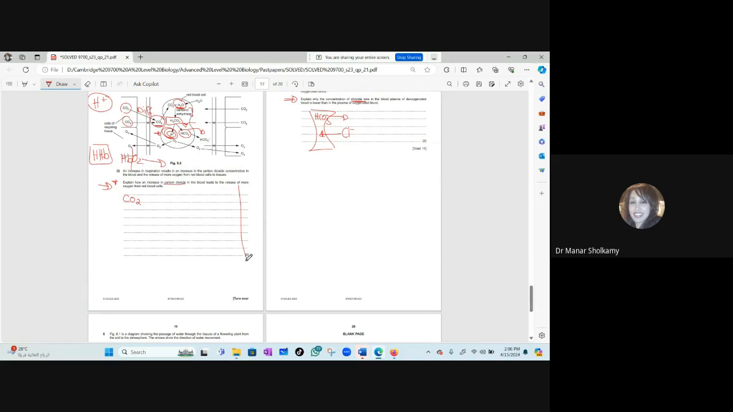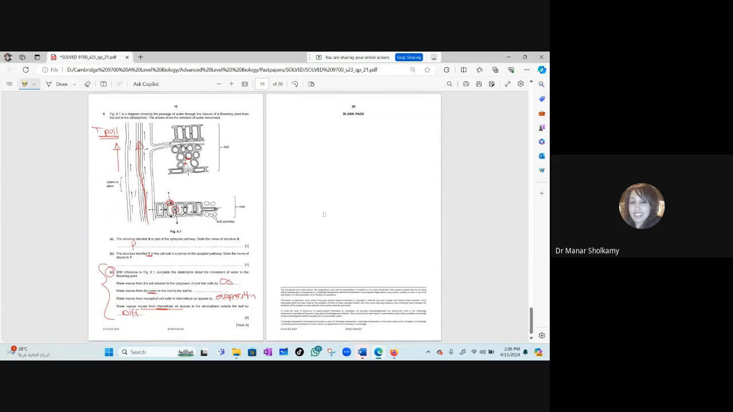The direct question of how you transport carbon dioxide, which is half of the lesson anyway, and the chloride shift, and a very small question about plants. So this is an easy exam. If you studied well, you will do well.